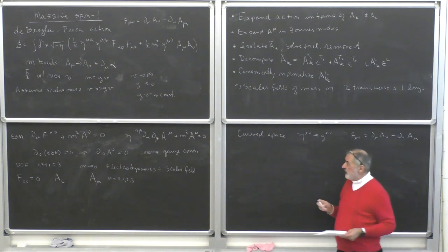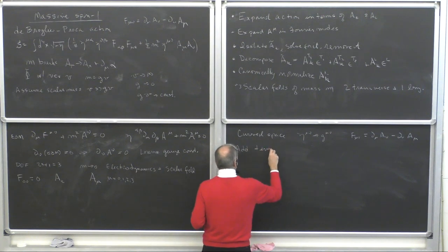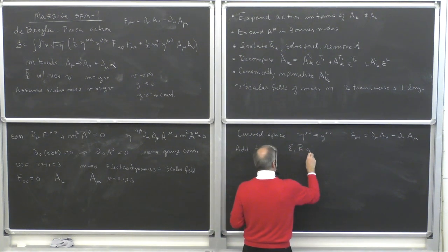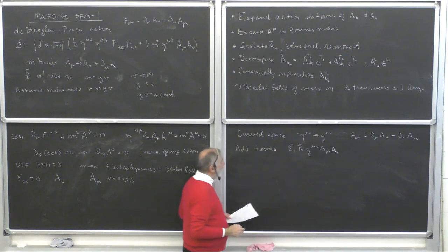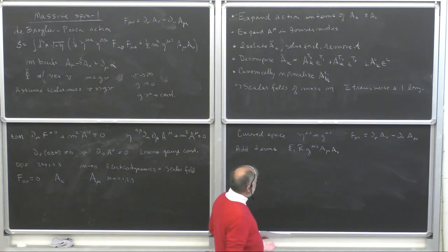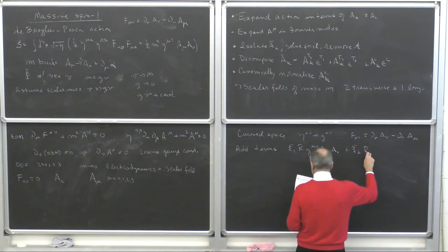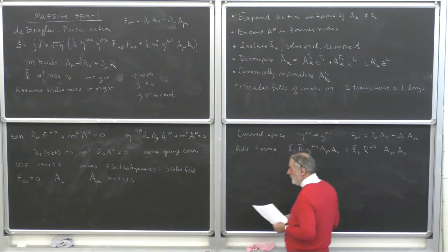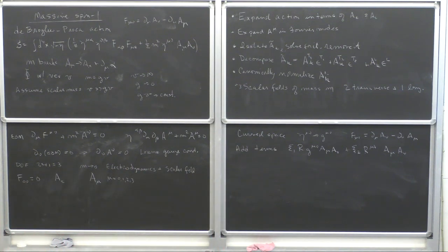Now, there's no reason not to add terms. We can add two of them. We can add a term like this, this non-minimal coupling to gravity, where R is the Ricci scalar. And we could add another term. These are both dimension four operators, dimension four terms, so in principle we should add them.